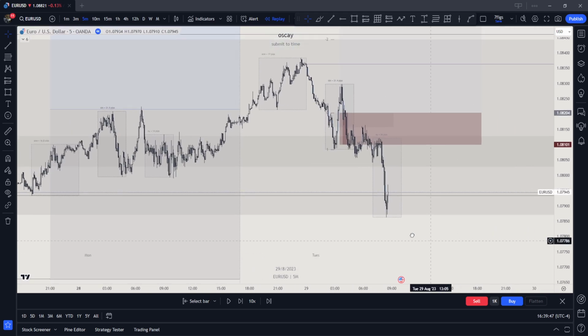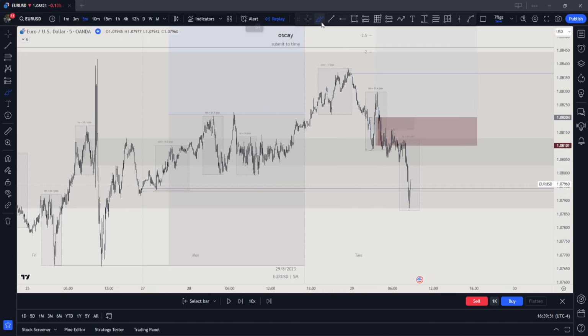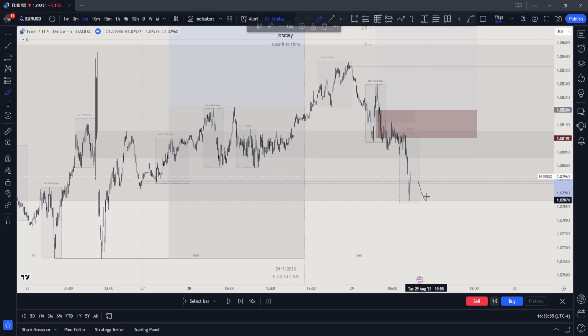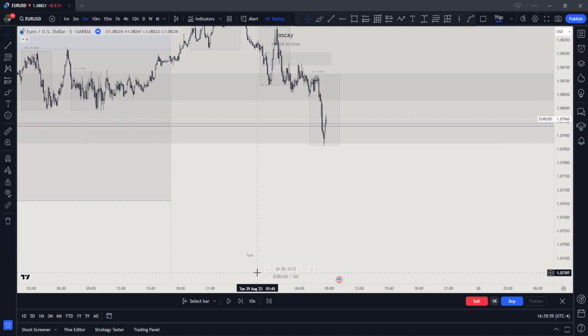Okay, market maker sell model done, and now I'm longing again. Why am I seeing this as a market maker sell model? Smart money reversal, first stage, second stage. Now smart money reversal right here to make the weekly power of 3.